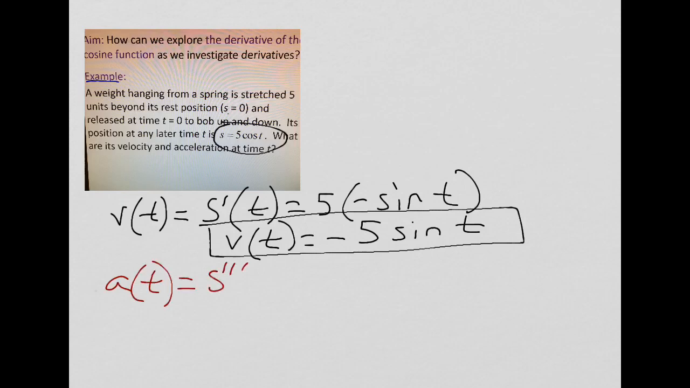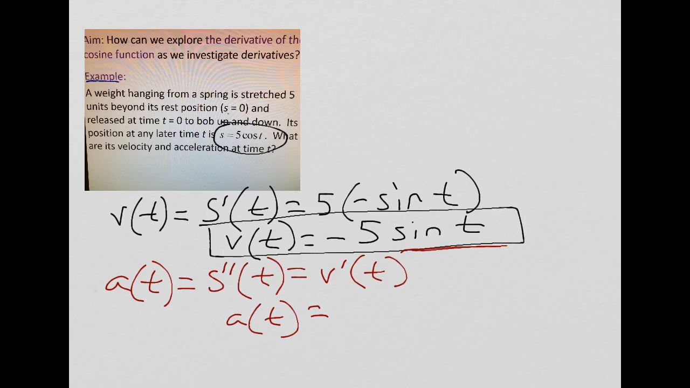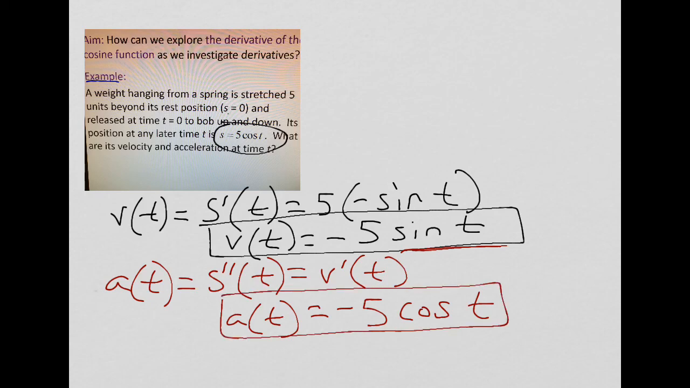Next, acceleration is s double prime of t, but is also v prime of t. So I'm going to take the derivative of v of t, and you can see how you need to know both derivatives. So a of t is negative 5 times the cosine of t, because the derivative of sine of t is cosine of t. And that's it. Okay, so even though it's a word problem, it's pretty straightforward. So good luck and do some more problems, and let me know if you have any questions.